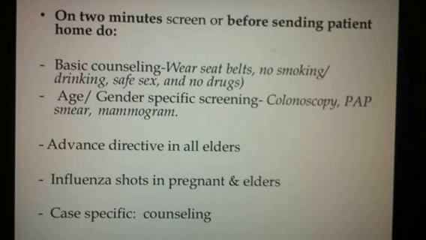On the 2-minute screening, or even before sending the patient home, make sure to do basic counseling for all patients. Wear seat belts, no smoking, no drinking, safe sex, no drugs. Also do age- and gender-specific screening. For all women, pap smear; see if the woman is above 50, mammogram. If older males, do the colonoscopy. If the patient is pregnant, influenza shot, and make sure to also do the case-specific counseling.